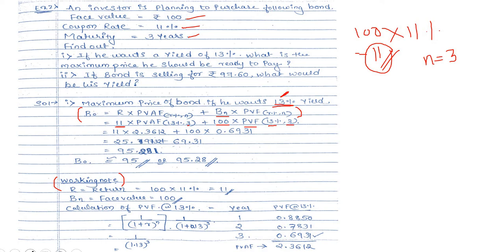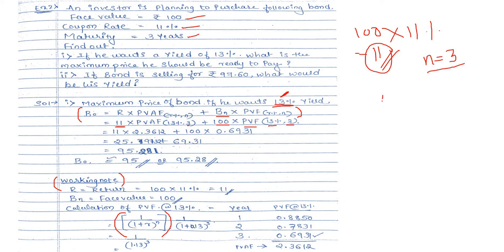Okay, now first we have to do this column. In that, first year, 1, 2, 3, so I have taken 3 years because n is equal to 3, right. Next, PVF at 13%. To calculate the PVF, there is one formula. So what is the formula? 1 divided by (1 plus R) raised to N. Okay, so this is the formula we have to apply.